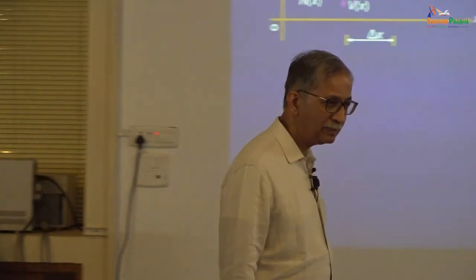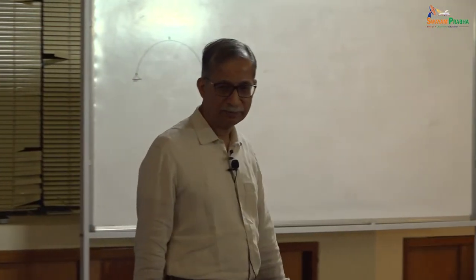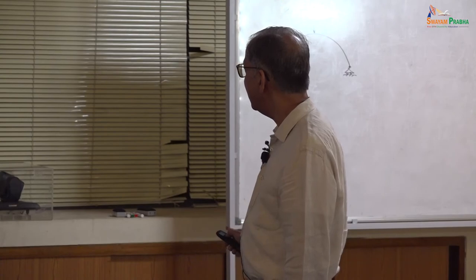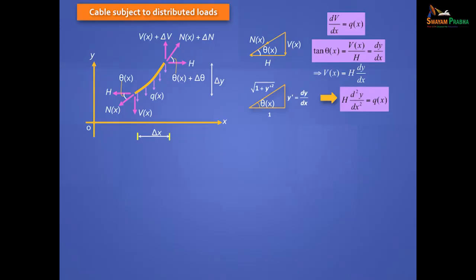Got it? So you got a lovely relationship. V of x is equal to H into y dash. Right? You can also get it from here. It's the same thing. Now, you substitute this here. And if you substitute for V here, you will have the second derivative coming here. Right? So you have H into d squared y by dx squared is equal to q of x. This same equation, if you plug in there, and that's your fundamental equation, a differential equation which gives you the geometry of the cable in terms of its curvature.